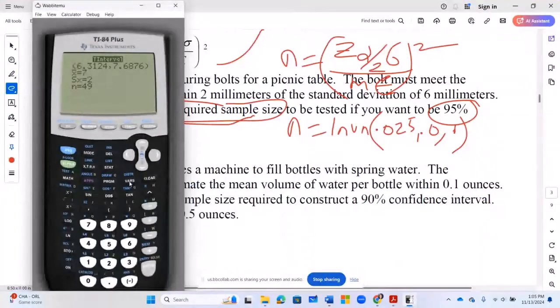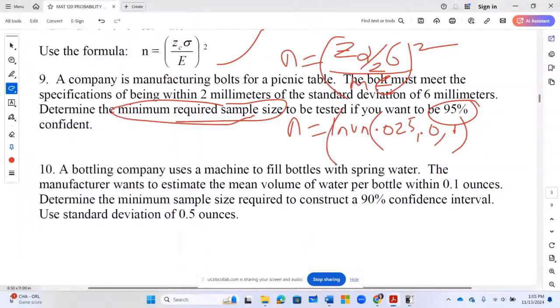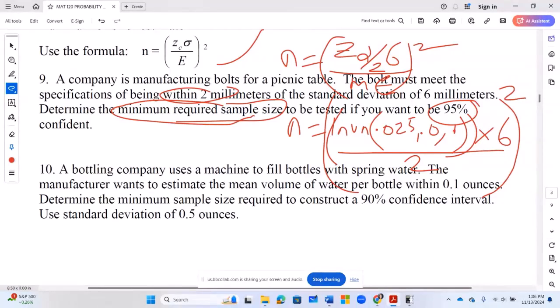So inverse norm, second inverse norm, number 3. I am looking for critical value, and when I get that, I multiply by standard deviation, and I divide by margin of error. So actually, let me write all this here. This is critical value. What is standard deviation? The standard deviation is given to us as 6, and within 2 millimeters. So margin of error is 2 millimeters. And I have to square all of them. Within means plus or minus. So let me put all of them in together.